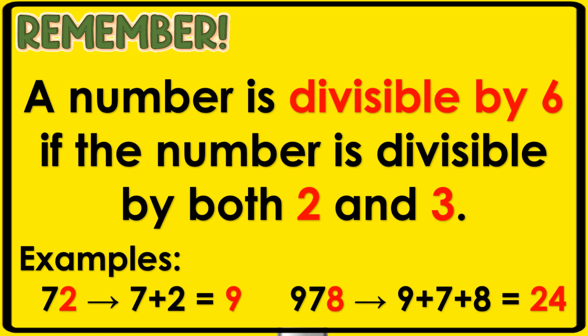Examples: 72. 72 is an even number, so it is divisible by 2. When we add the digits 7 and 2, the answer is 9. 9 is divisible by 3, so 72 is divisible by 3. 72 is divisible by both 2 and 3, therefore 72 is divisible by 6.